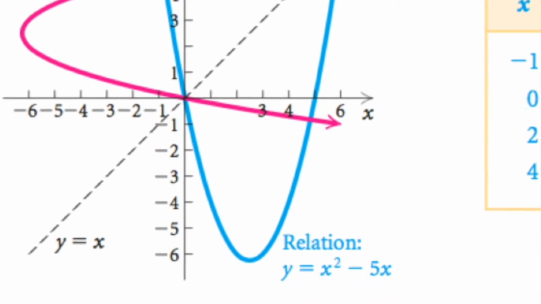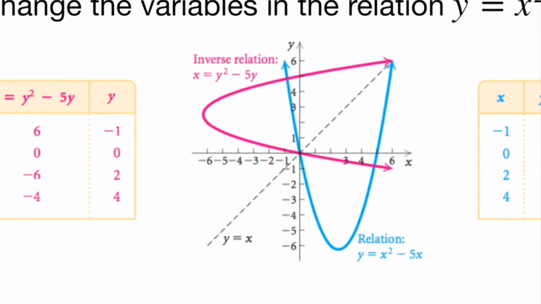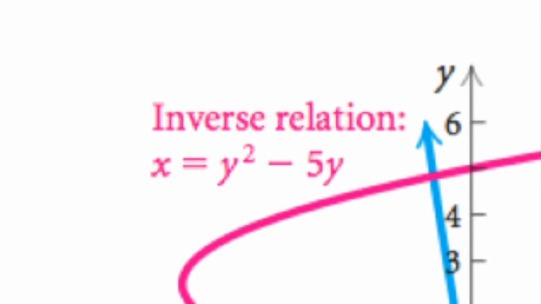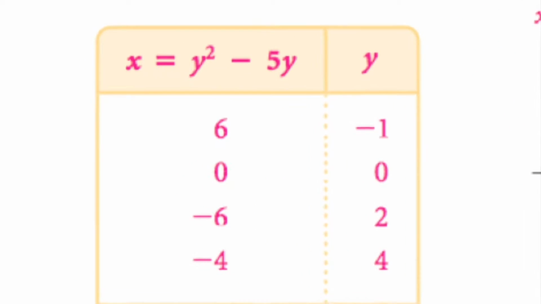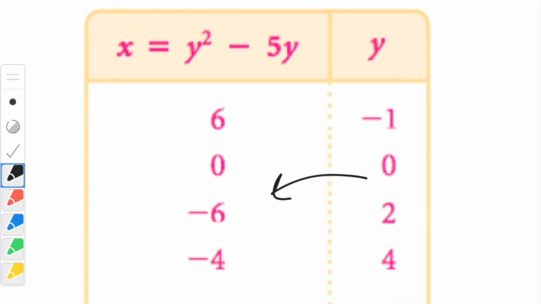The original relation is in blue. Y equals x squared minus 5x. And actually, if you change it around, you see x equals y squared minus 5y. And you can even come up with a table. It might be easier to generate y values first and then back compute the x values in this direction. And so if you start with a -1, for example, then you plug that in for y. -1 squared minus 5 times -1, that's positive 6. Calculate it in that direction, and then you get points you can plot.